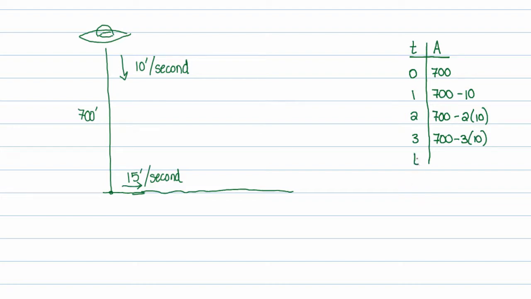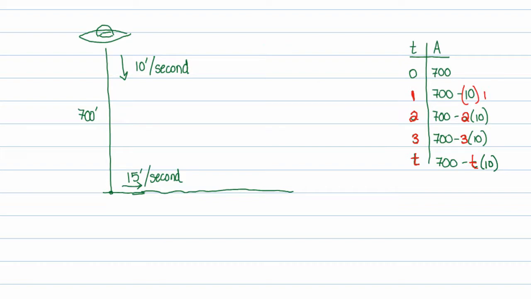In fact, t seconds later, you're at 700 minus, whoops, not 3, minus t times 10. Just noticing the pattern, right? If you look at the pattern here, 1 matches up with a silent 1 on here. 2 matches up with the 2. 3 matches up with this 3. So t must match up with this t. So that's the altitude t seconds later.